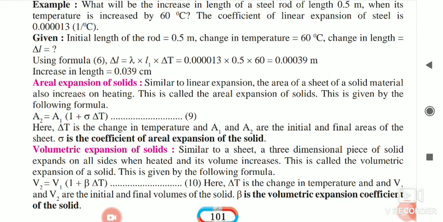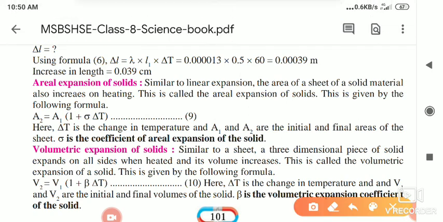Next, areal expansion of a solid. As you know, if it is a long steel rod, its length increases. But if it is a sheet with area, for example a coin, and we provide heat to it, what happens? Its size increases.